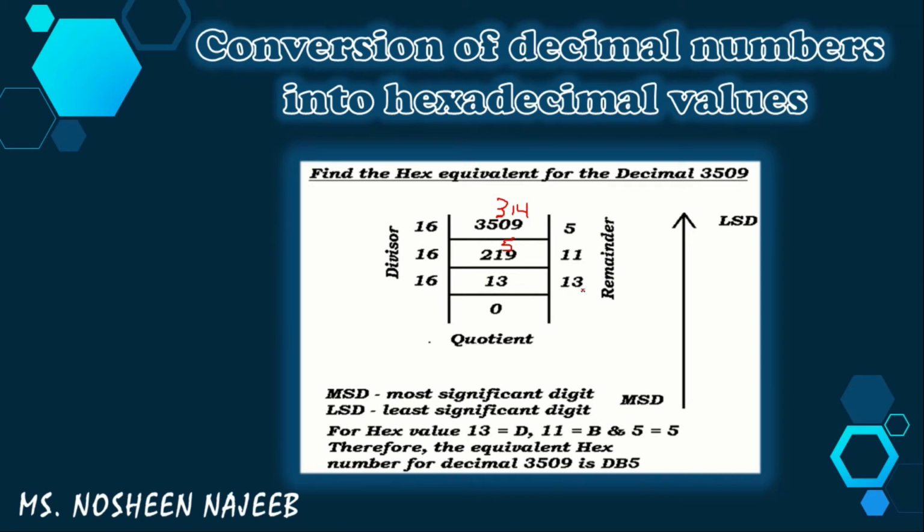All right class, so the most significant digit is 13 and the least significant digit is 5. We write the answer from bottom to top. For hexa values, 13 is D, 11 is B, and 5 is as it is, 5. As you know, 13 is always D as a digit in the hexadecimal number system, and 11 is B as a hexadecimal value. So therefore the equivalent hexa number for decimal 3509 is DB5.